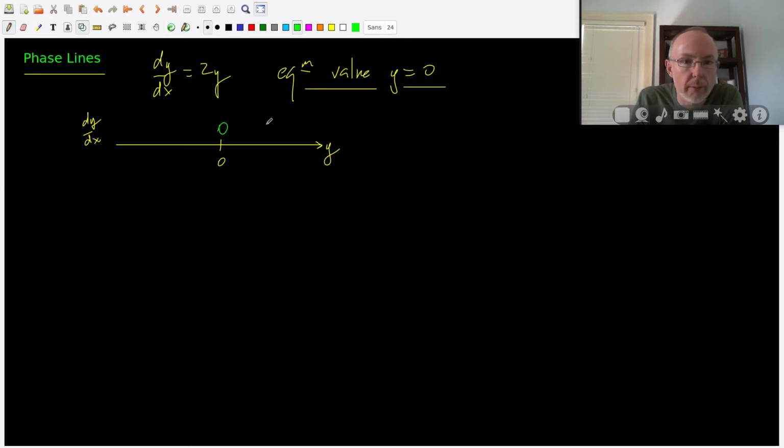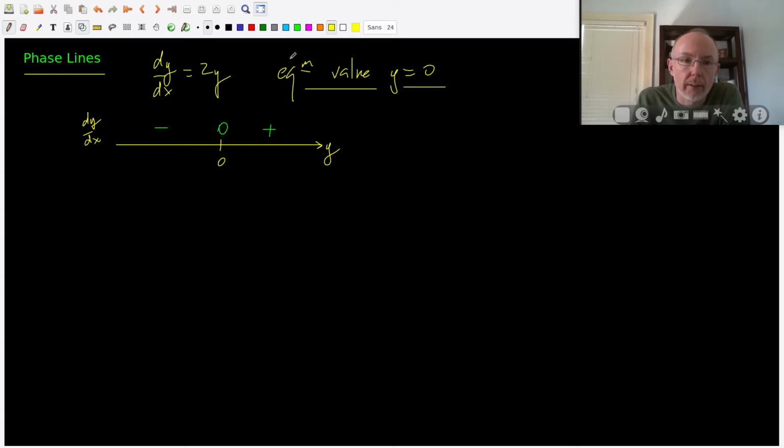If y is positive, then the derivative is 2 times y, which is going to be positive. If y is negative, it's 2 times y, which is going to be negative. So here's my phase line. In other words, y is increasing when y is bigger than 0, and it's decreasing when y is less than 0. So that's our phase line.